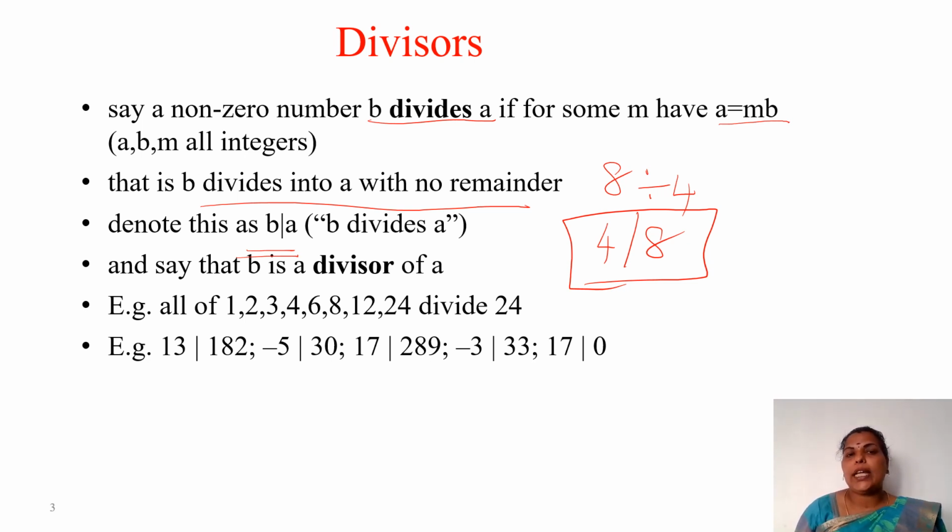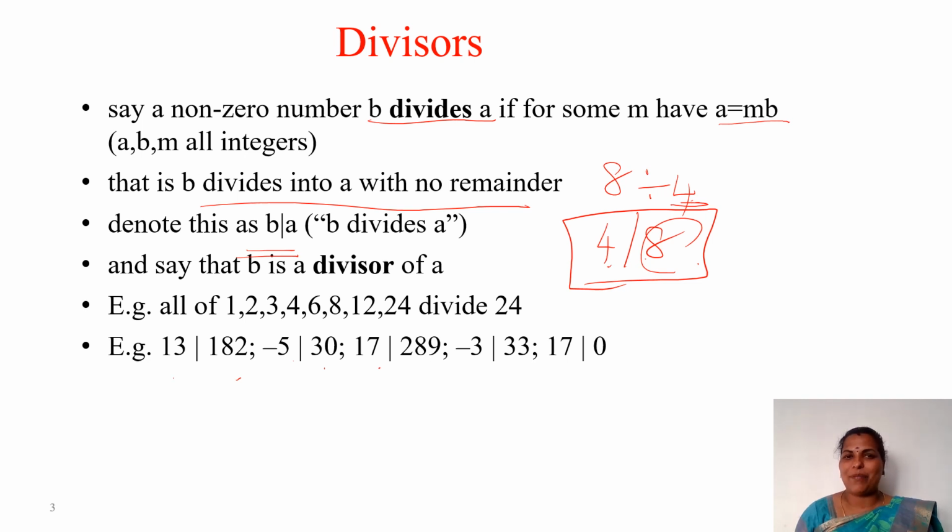And here we say that B is a divisor of A. So B divides A, B is a divisor of A. What is this A? It is the dividend. Examples: 1, 2, 3, 4, 6, 8, 12, 24 all divide 24. The meaning is 24 divided by 1, 24 divided by 2, 24 divided by 3, 24 divided by 4, and likewise it goes on. Some other examples are 13 divides 182, minus 5 divides 30, 17 divides 289, minus 3 divides 33, and 17 divides 0.